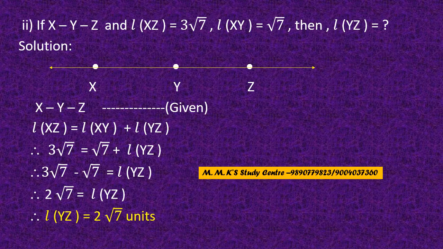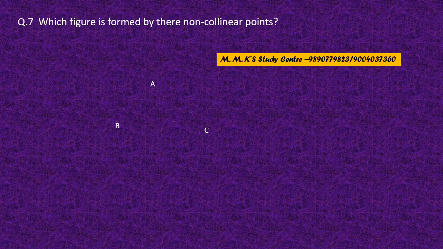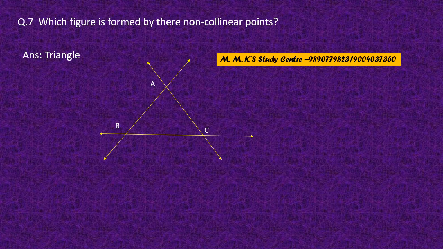Okay, question number 7. Which figure is formed by three non-collinear points? Okay, so here three non-collinear points are given. Let us draw and find out which figure will form. So a triangle will form. Let us see how. We'll draw the first line, second line and third line. In this way, a triangle is formed by joining the three non-collinear points, children. Is it clear?